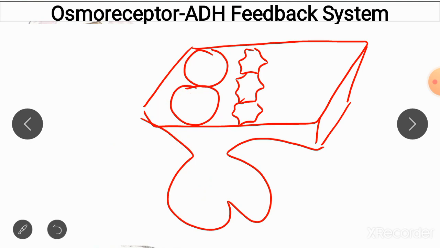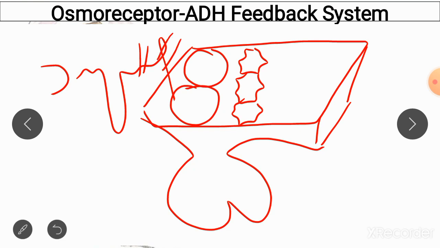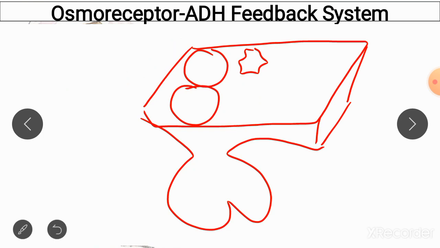Once ADH enters the blood, it acts on the distal parts of the nephron, especially the distal convoluted tubule and the collecting tubules and the collecting ducts, and it causes reabsorption of water from these later parts of the nephron.